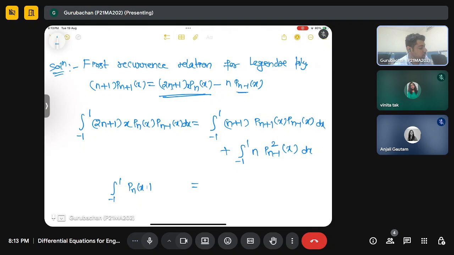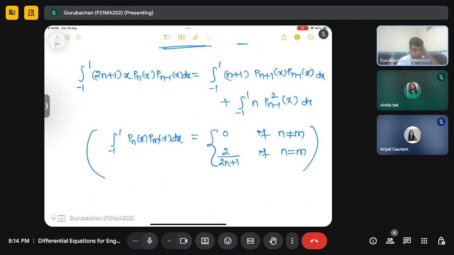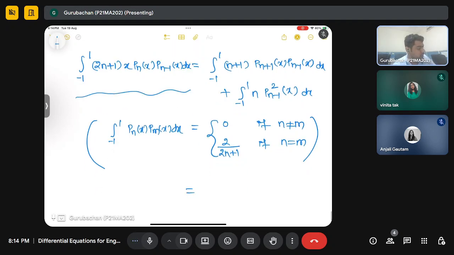Now you know from the Legendre orthogonality relation that the integral of Pn(x) Pm(x) dx is 0 if n is not equal to m, and this is 2 by 2n plus 1 if n equals m. So you know this relation. We will use it here. This is the integration that you have to find out. So this part will be 0, since n plus 1 is not equal to n minus 1, and in the other part n can be taken common, and this value is 2 by 2n plus 1.